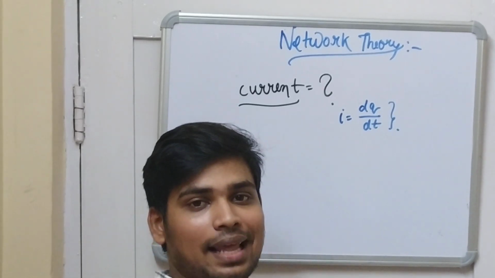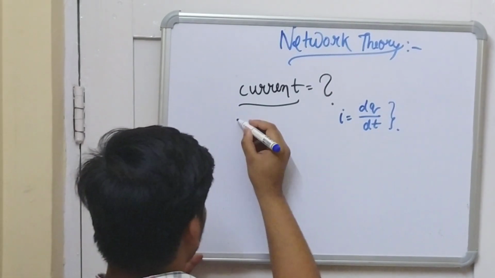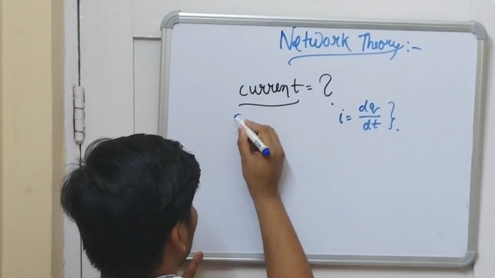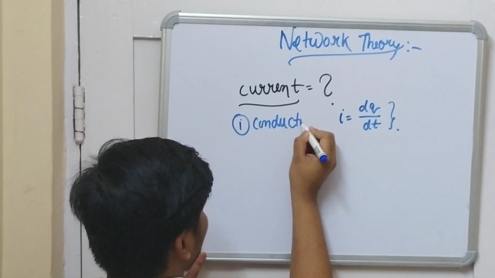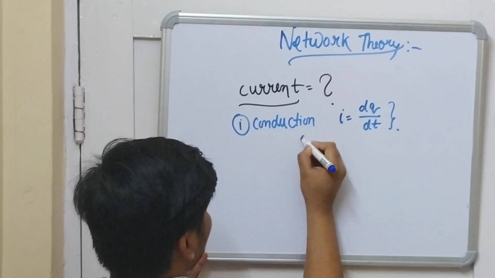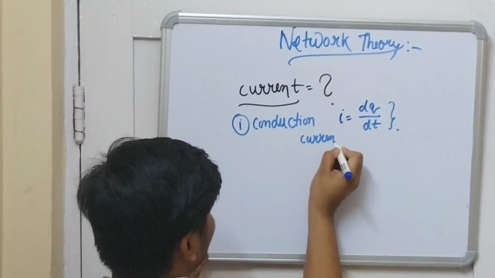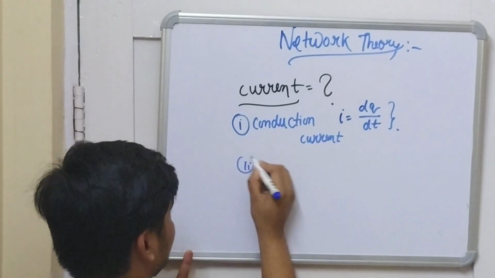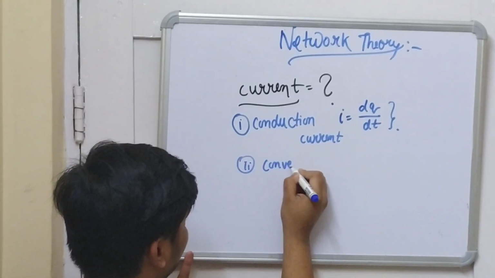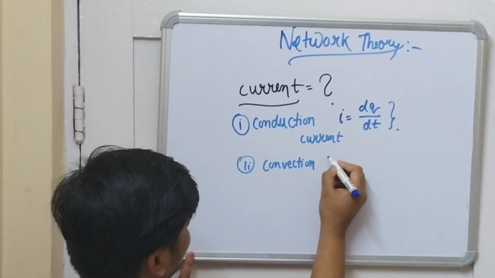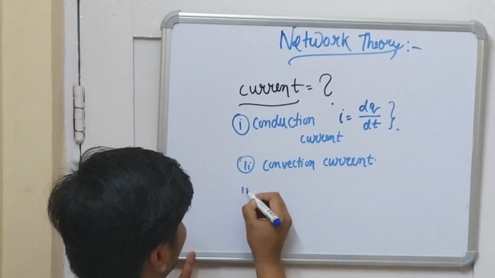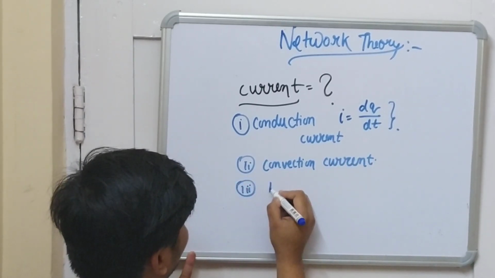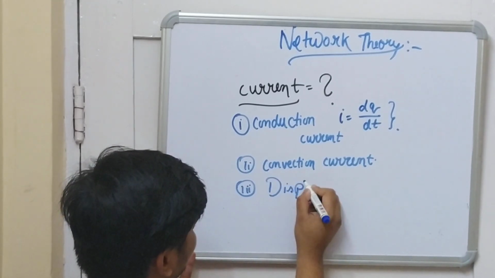Now, what are different types of current? Number one is conduction current. Second one is the convection current. Third is the displacement current.